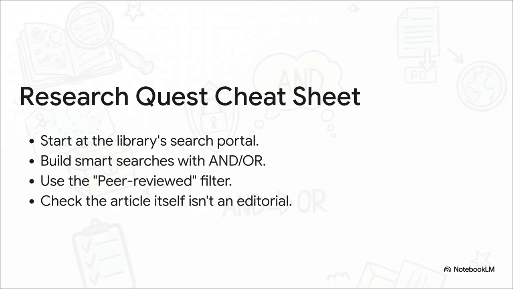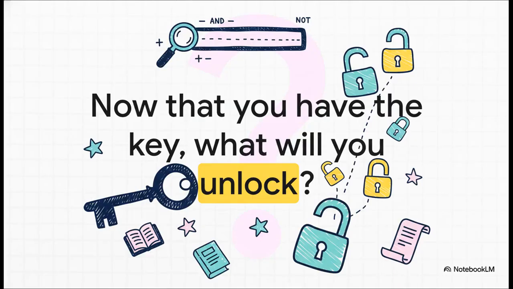And that's pretty much it. Let's do a quick recap of the whole quest. 1. Start at your library's main search portal. 2. Build those smart searches with AND or OR. 3. Smash that peer-reviewed filter. And 4. Just give the article a quick look to make sure it's actual research, and not something like an editorial. So there you have it.